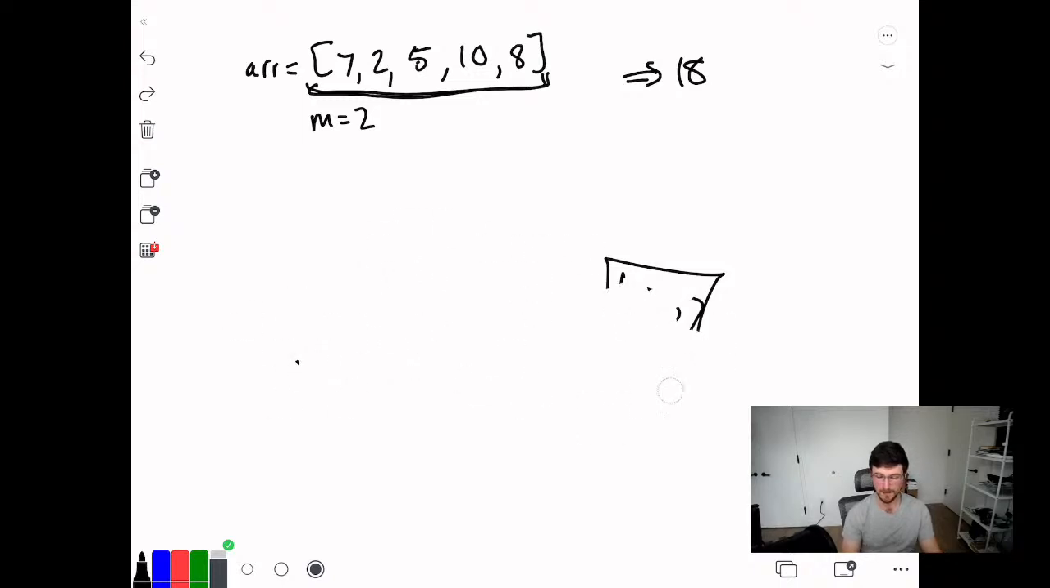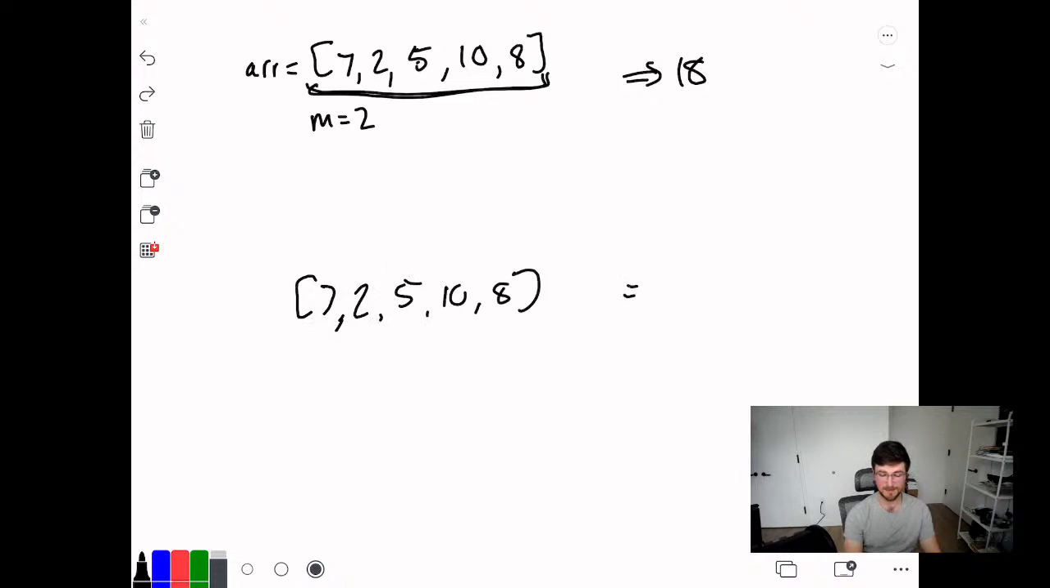Let's say that I guessed 25, right? So I'm going to have 7, 2, 5, 10, 8, and my guess is 25. So I'm going to say 7 is not greater than 25, 9 is not greater than 25, 14 is not greater than 25, 24 is not greater than 25, so okay, here is my first subarray. And now I find that, okay, 8 is the only one left, so that just gets divided into its own subarray, and so now I have 2 subarrays, both of which sum up to less than or equal to 25.